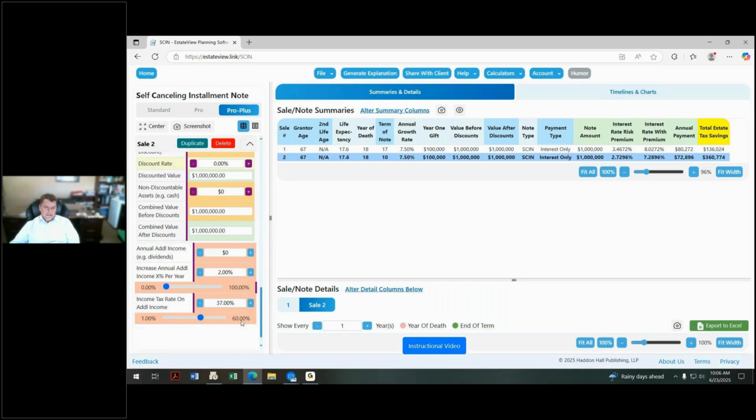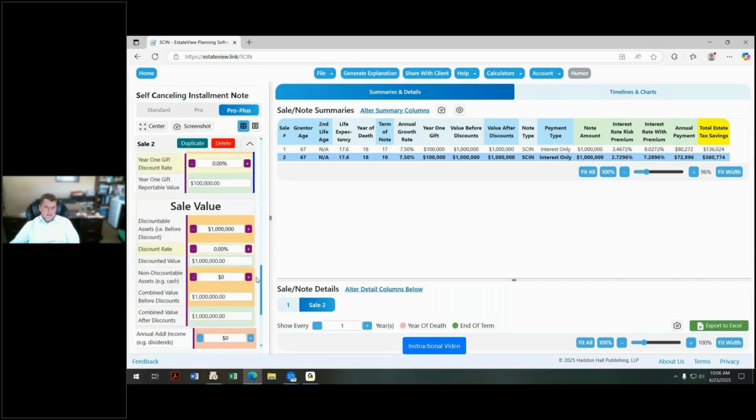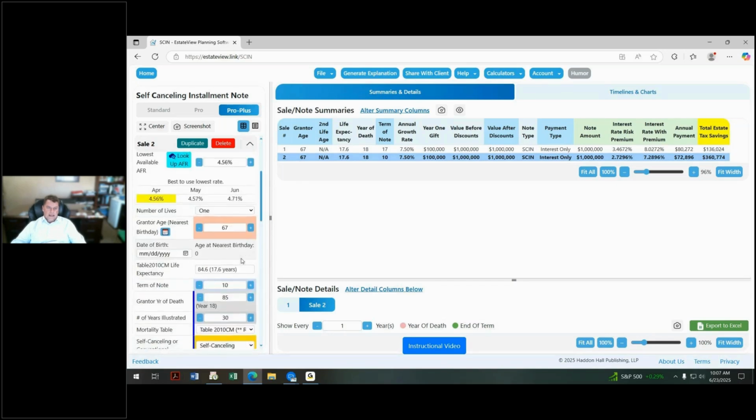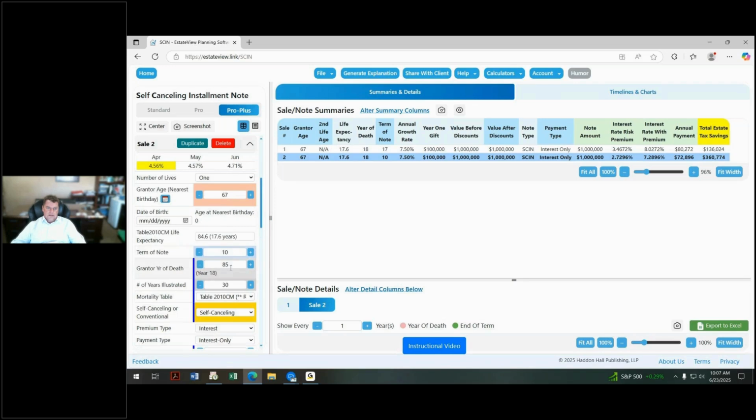All right, and then we have some additional items that you can plug in at the bottom as well to show you the impact of what this will have on the actual growth. But what's more important to me, for the purposes of this example, is the difference between the two notes. What we changed is the term of the note, like you see here. We changed this down to a 10-year note, right? Again, we're dealing with someone with a 17.6-year life expectancy because they're 67 years old. Here we're doing a 10-year note.